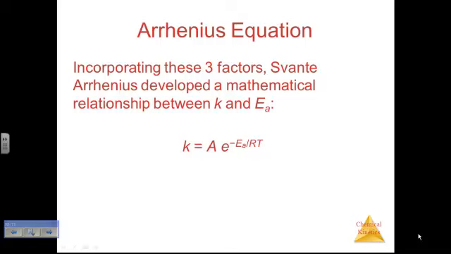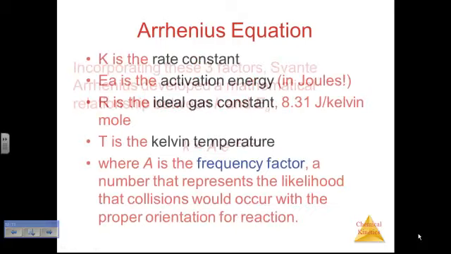Just saying. Those three factors, Svante Arrhenius, same famous chemist who gave us acids start with an H, bases end with an OH. He developed the following mathematical equation between K, the rate constant, and the activation energy. You know that when you warm up an equation, it takes off. K is equal to A times E raised to the power of negative EA over RT. Remember it. What do those letters mean?